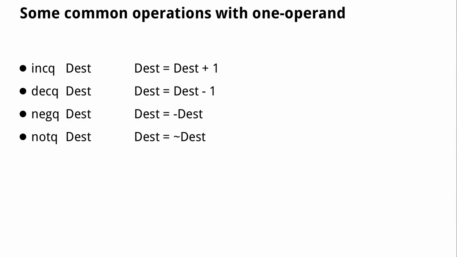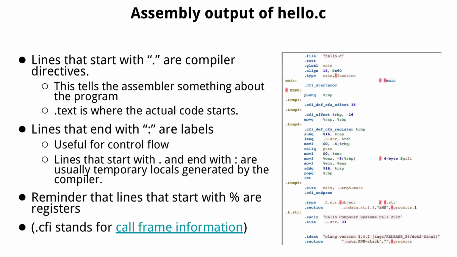We also talked about those instructions. INC is increment, which means +1, then decrement, and negation, which gets the negative value, and NOT, which gets the logical not value of that. So those are other instructions.